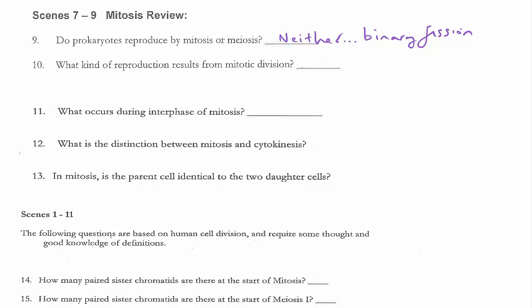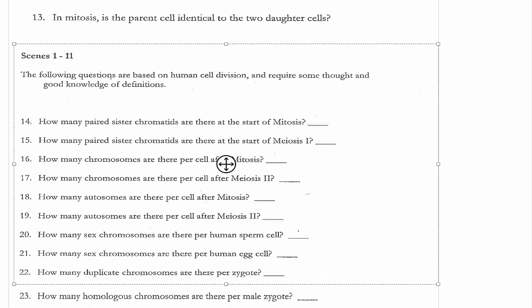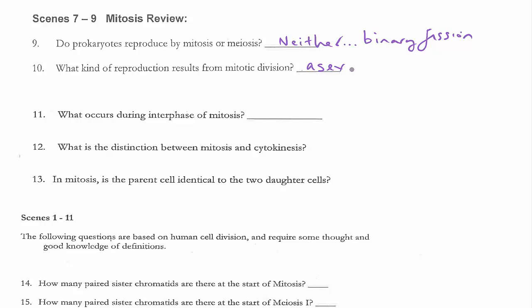What kind of reproduction results from mitotic division? I'm thinking here that we are talking not about sexual reproduction, but that other type of reproduction called asexual. What occurs during interphase of mitosis? Well, the truth is a whole lot of things happen during interphase because it's actually a large part of the cell cycle. Technically, we don't even include interphase as part of mitosis. Interphase takes place during the cell cycle before it enters that mitotic phase: prophase, metaphase, anaphase, telophase, all that good stuff. So the main things that happen during interphase would be the chromosomes duplicating, which is, of course, DNA replication, and a whole lot of cell growth.